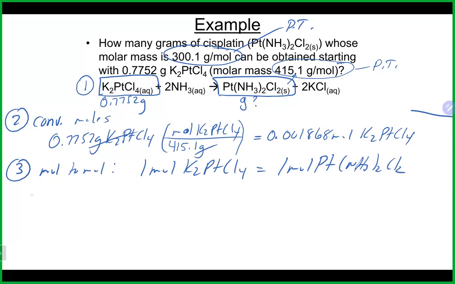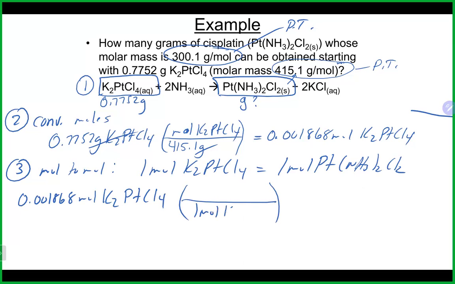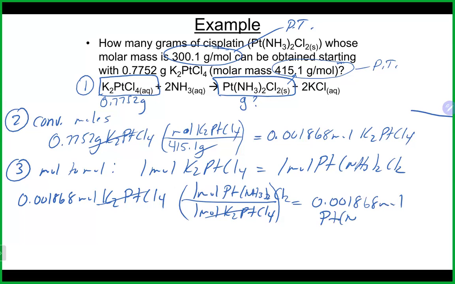There you go. So we'll take our number 0.001868 moles of the K2PtCl4. We want to get rid of that, so that's going to go on the bottom here. What we're interested in will go up on top. And I think I could do the math there. We still got the same number at this point. But we have converted it now into our product here, which is what we are interested in. At this point, we are not interested in the moles. If we were, we would be done.